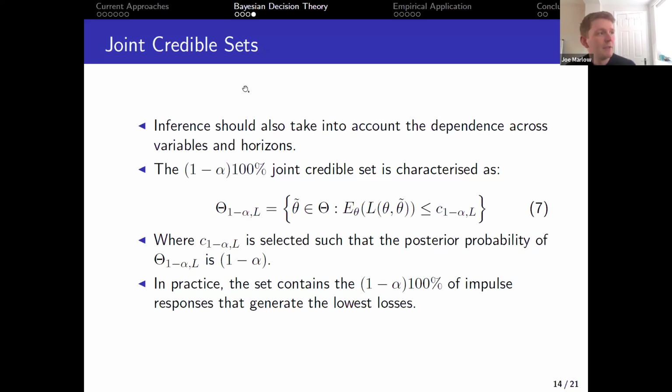Okay. So, and then for the joint credible sets, we should also be taking into account dependence across time and across the full vector of impulse responses. So in practice, what we do is we look for the expected posterior loss to be less than a certain threshold. In practice, what this works out as being is we take the 1 minus alpha times 100% of impulse responses that generate the lowest losses. So this is a visual representation of the joint credible set rather than the credible set itself. And as the number of posterior draws approaches infinity, we converge to the true joint credible set.